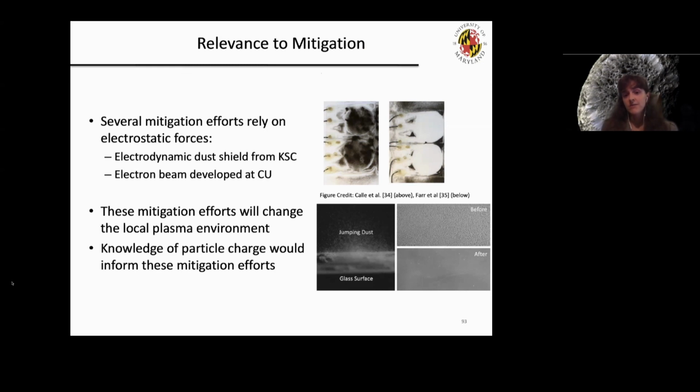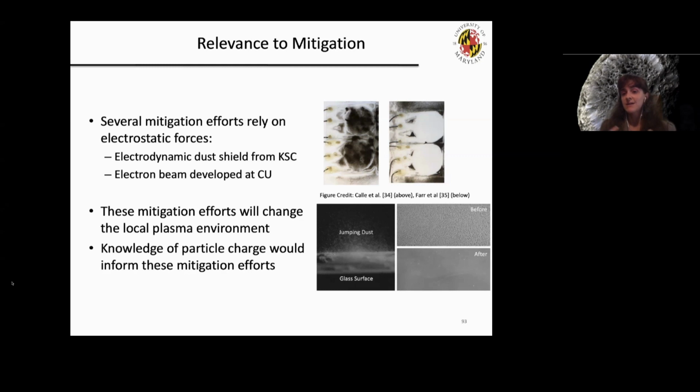On the right side of the chart, on the top right, I'm showing images of the electrodynamic dust shield that's been developed at the Kennedy Space Center. What this is, is basically a series of concentric electrodes, and they run a wave through these electrodes, and they cause electrostatic lofting, right? The particles sitting on the electrodes are repelled and they hop off the electrodes. So you're seeing a before and after picture there on the top.